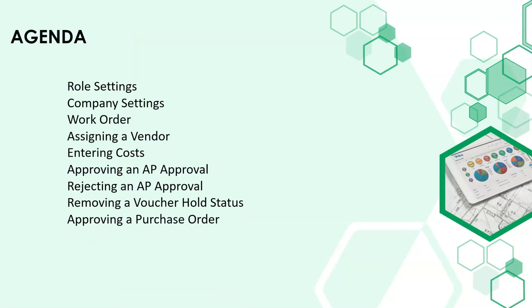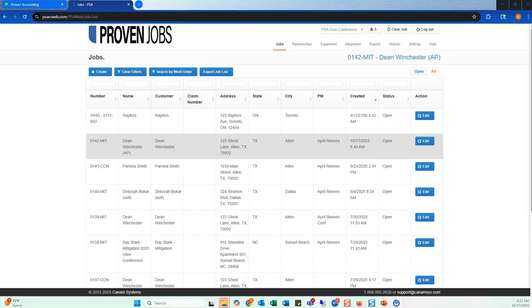Our agenda for today is to review role settings, company settings, work orders, assigning a vendor, entering costs, approving an AP approval, rejecting an AP approval, removing a voucher hold status, and approving a purchase order. To begin our session, we are going to review role settings first. This is under Settings and Roles.